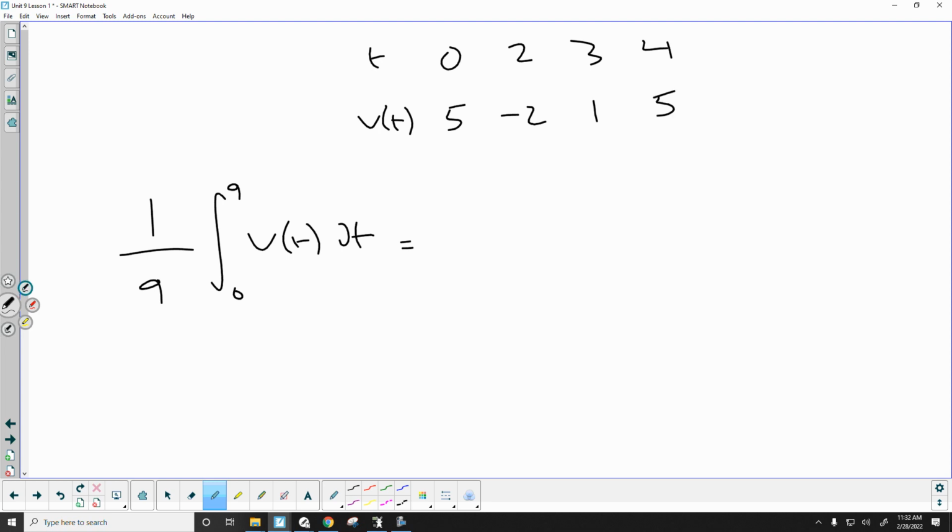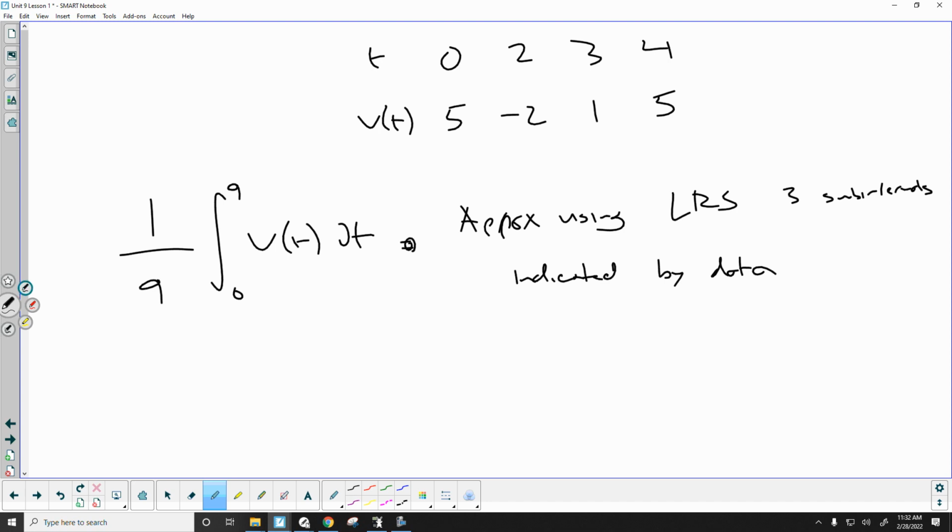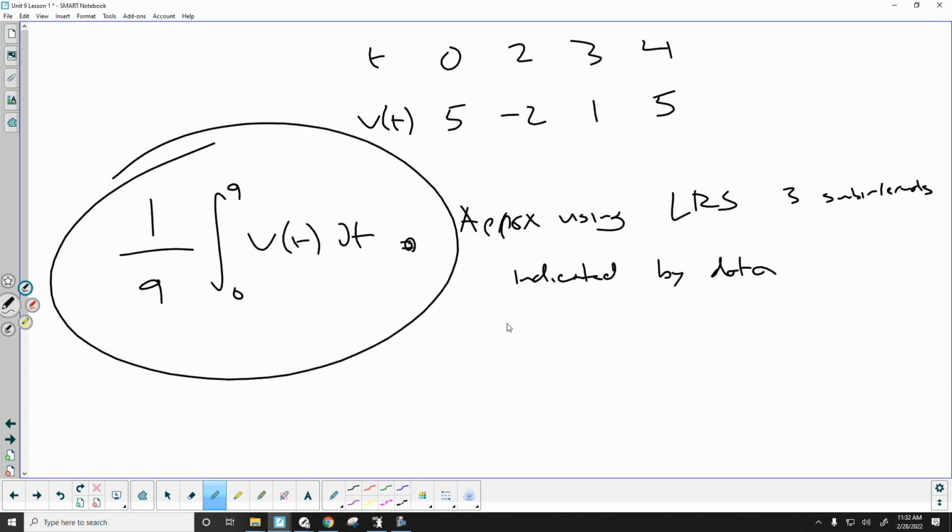But I might say, approximate this using a left Riemann sum with 3 subintervals indicated by the data. It's easy, you'll get the answer. But then I might ask you, explain that. What does it mean?